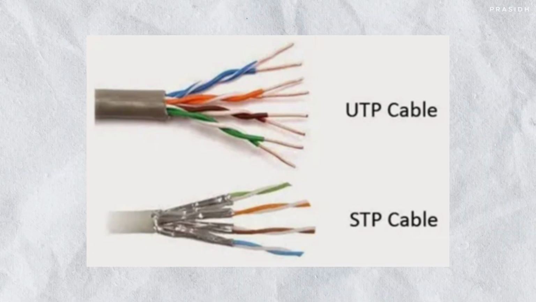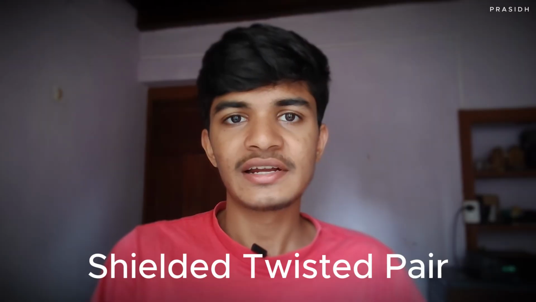If you add extra shielding, it becomes STP, shielded twisted pair. This is used in places with heavy electrical interference, like factories or data centers.